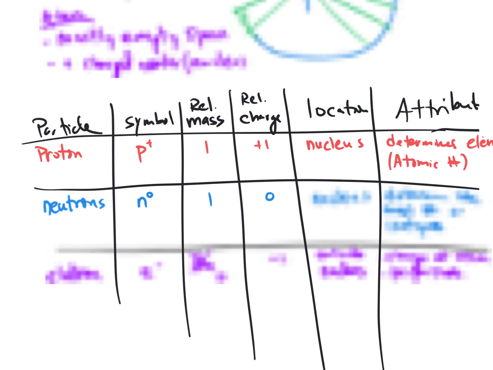All right, so how many protons does carbon have? Real loud. How many protons does hydrogen have? 1. How many protons does gold have? Au. 79.